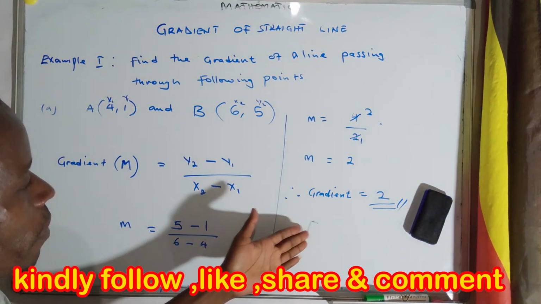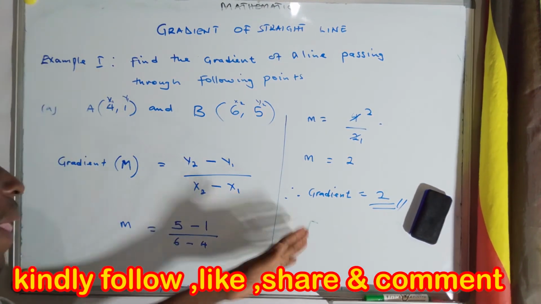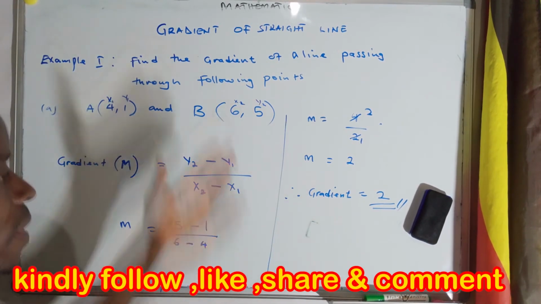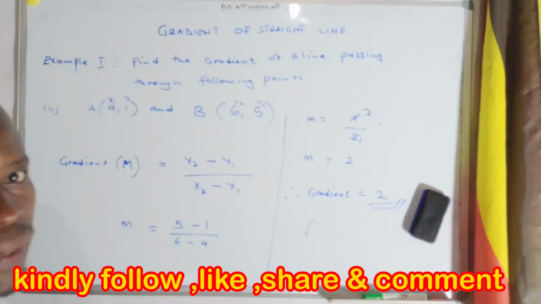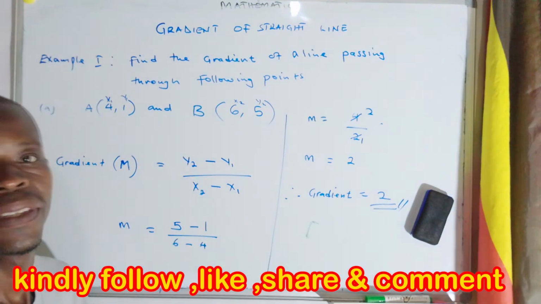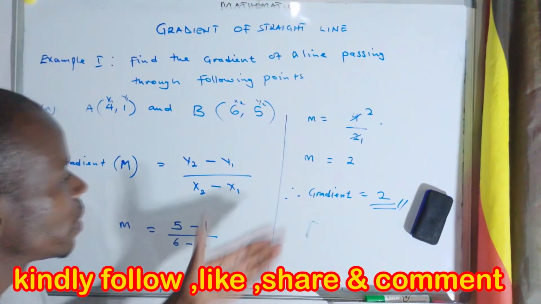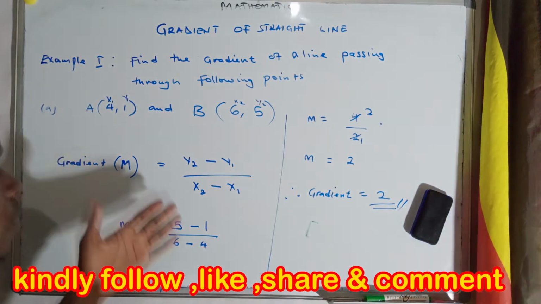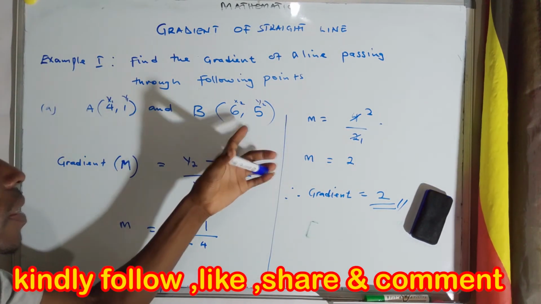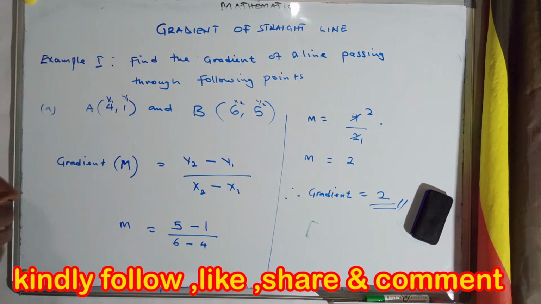So when you draw the graph here and you plot these points, you are going to find the gradient sloping. Remember, sometimes the gradient is negative or positive. So this is how we solve the gradient of a straight line passing through the points 4, 1 and 6, 5. As simple as that.